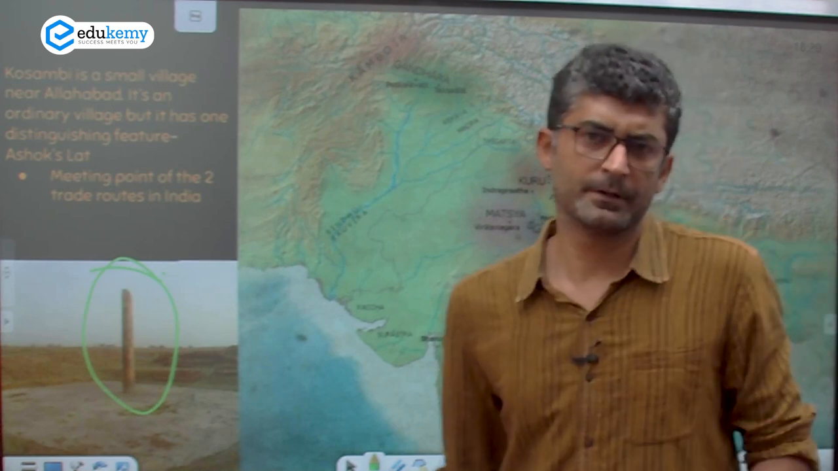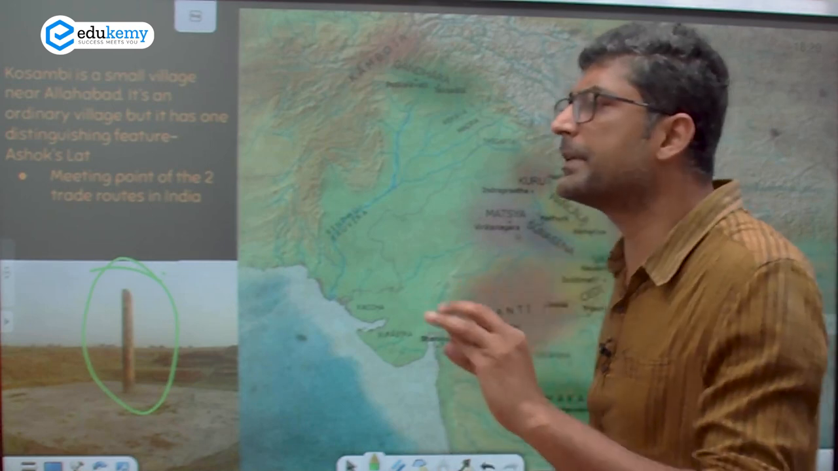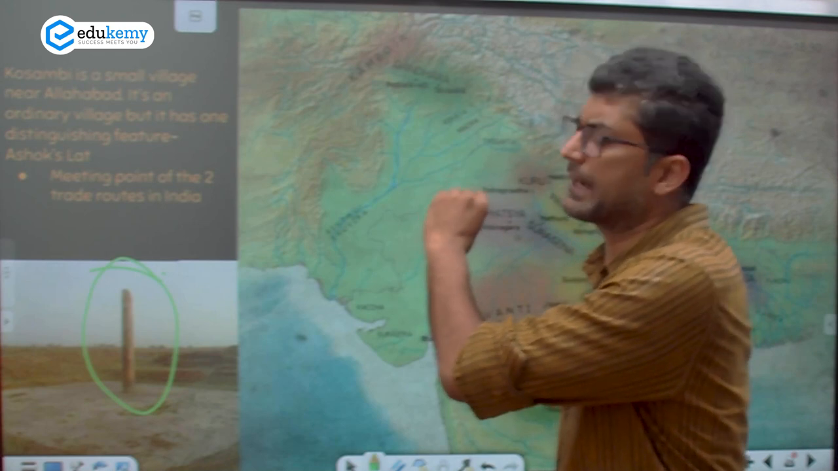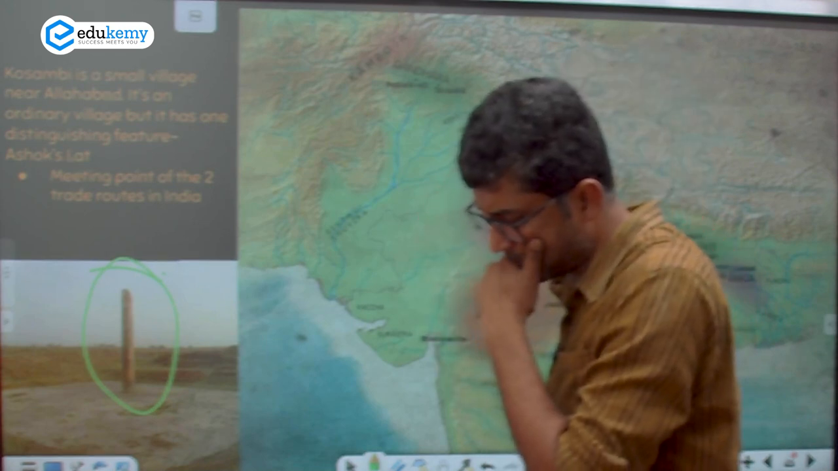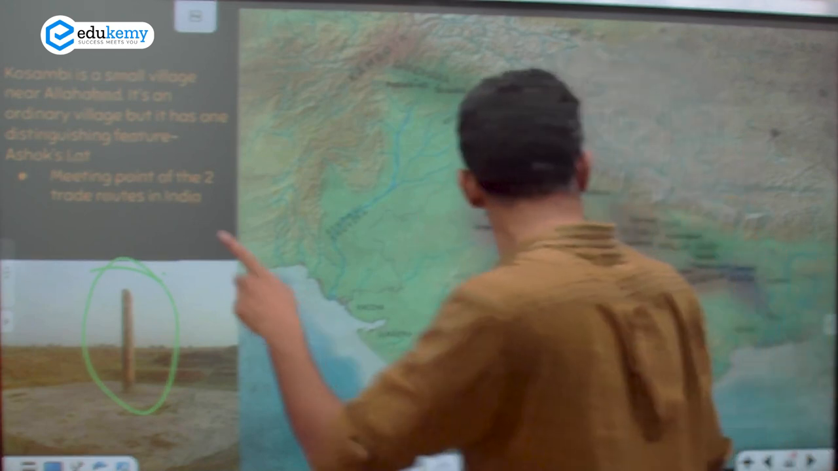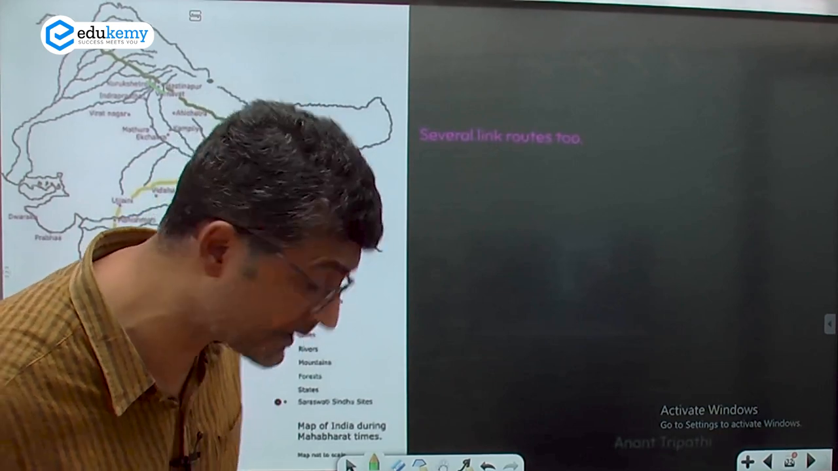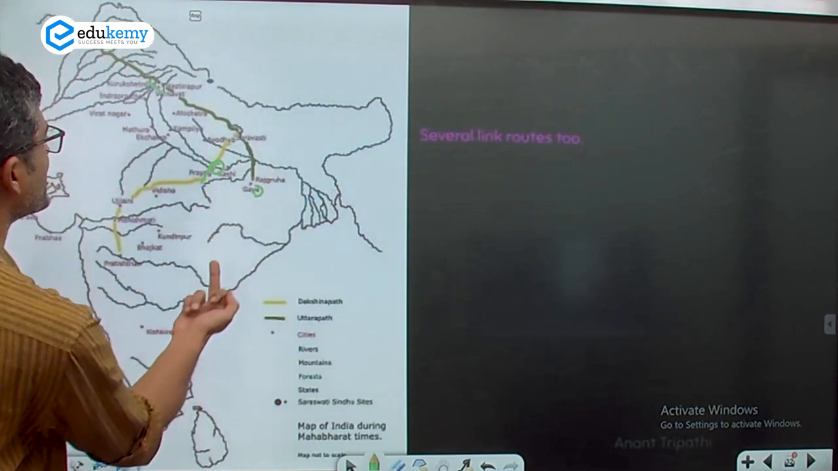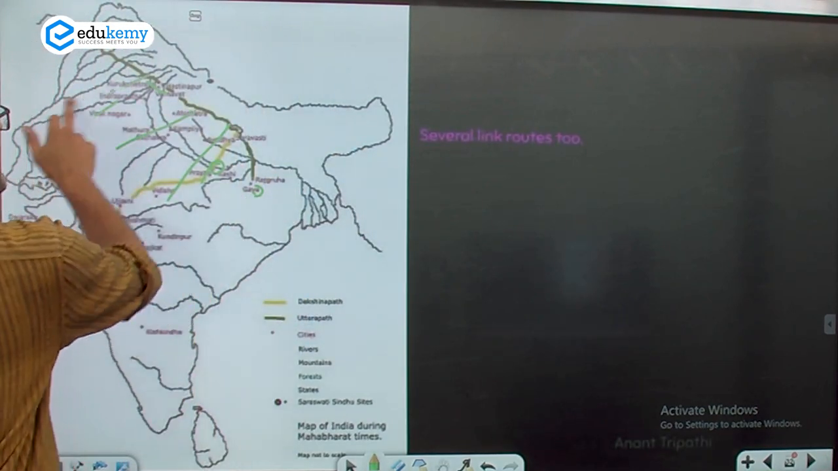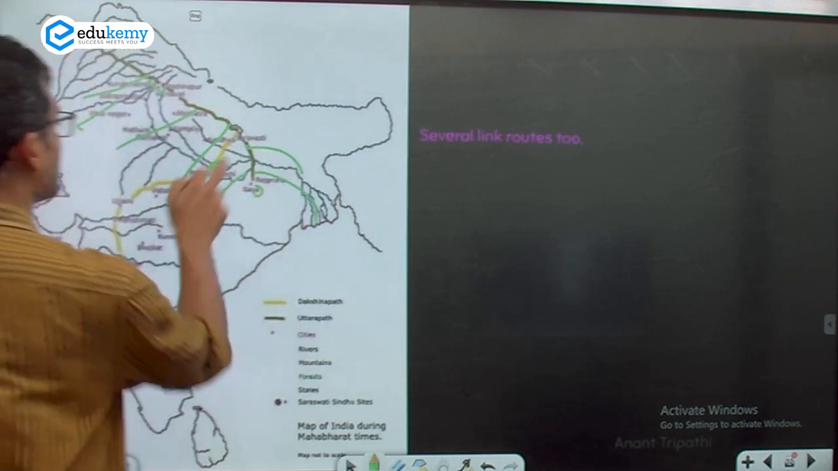Another point. Yeah, this is actually a wrong depiction of a trade route. This is not how we should be visualizing a trade route. A trade route is better visualized like this, having a lot of link roads to other regions.